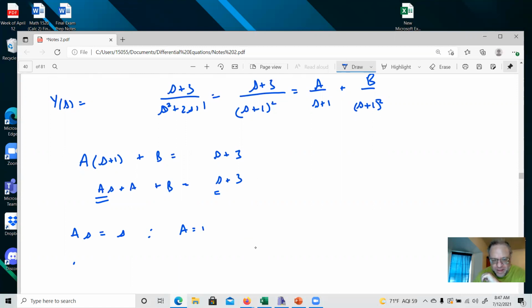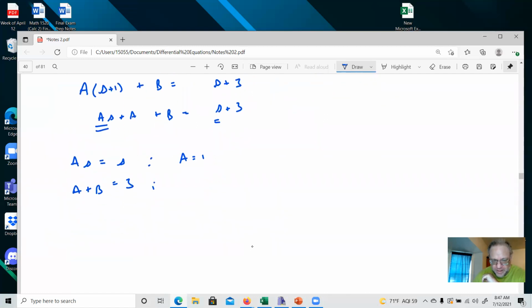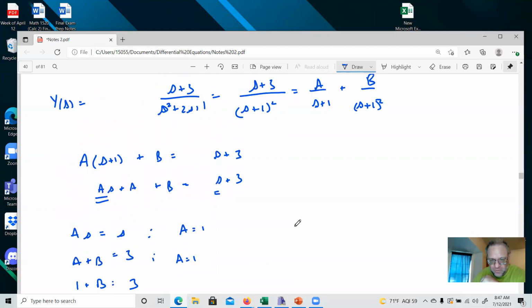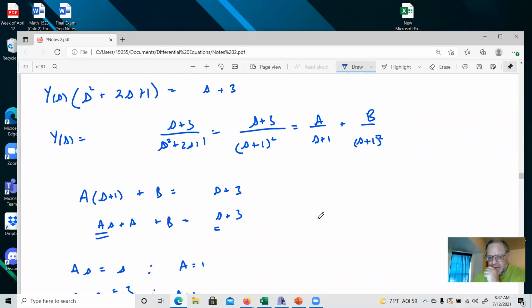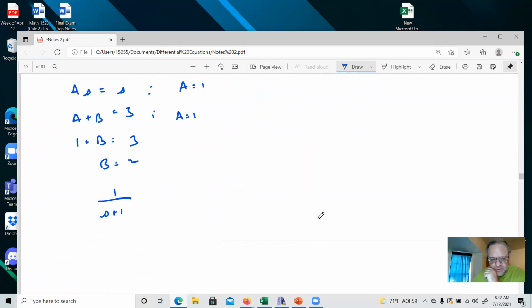We also have that A plus B, the constant stuff over here has got to equal the constant stuff over there. A plus B, it better be 3. Since we know that A is 1, we know that B is equal to 2. All right, so let's go ahead and rewrite our fractions. So we have 1 over s plus 1, and then plus 2 over s plus 1 squared.